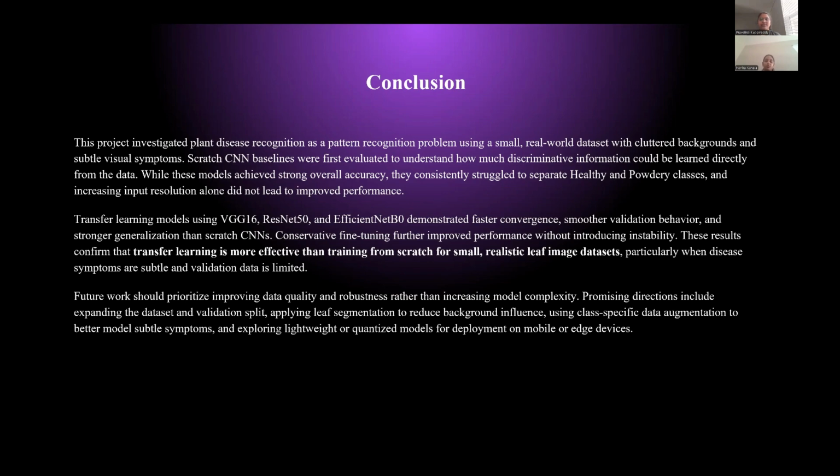And because the pre-trained models bring such strong representations and generalize better, for future work we will try to improve the robustness that comes from the data and the pre-processing steps: collecting more diverse samples, expanding the validation set, using segmentation to reduce the background influence, and testing lighting-variant models for deployment. So we want to try this as future work, and we want to conclude the project.